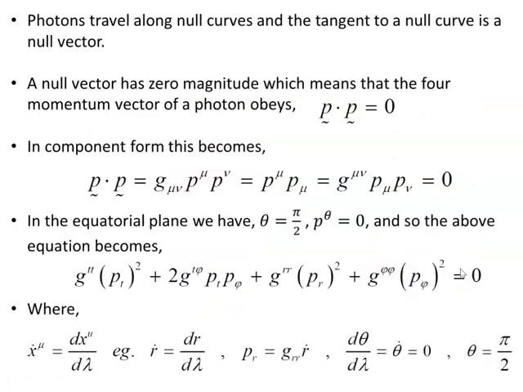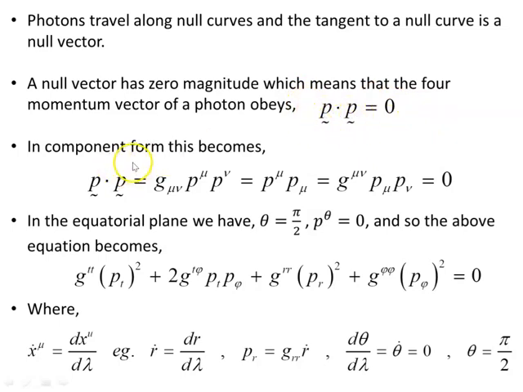Now, photons travel along null curves, and the tangent to a null curve is a null vector. A null vector has zero magnitude, so the magnitude squared is 0, which means that the four-momentum vector of a photon satisfies P dot P is 0. Its magnitude is actually the square root of that, of course, but here I'm just using magnitude squared. The square root of 0 is still 0, so I dispense with the square root sign and just talk about the magnitude squared.